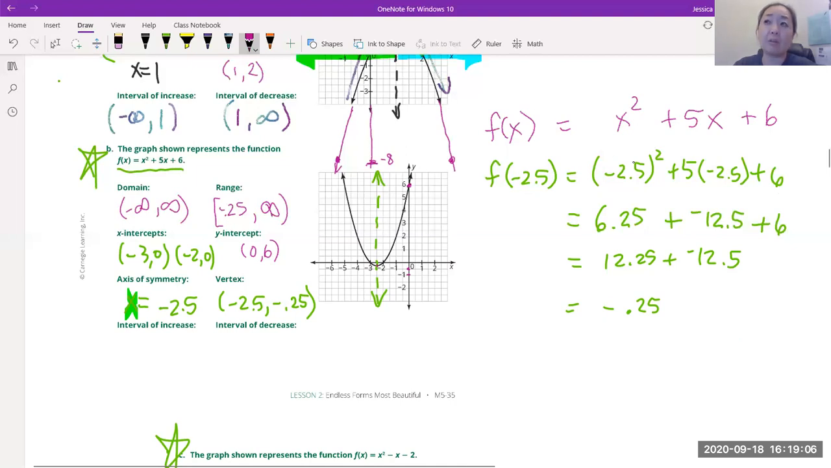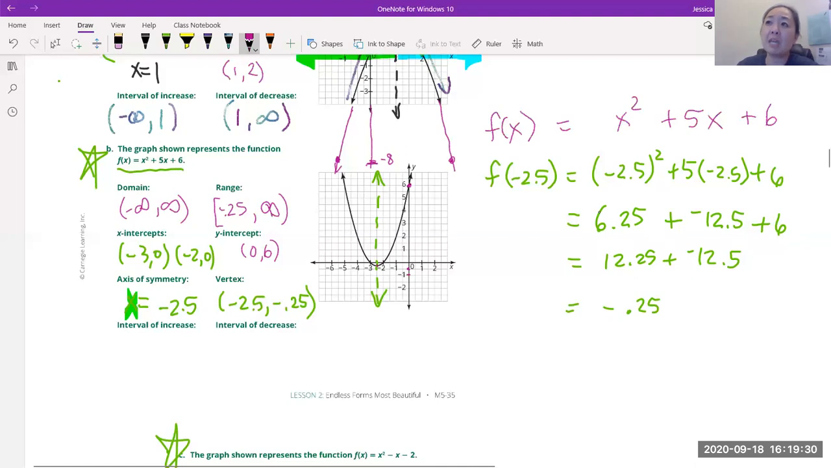Now we're going to square that, remember, because exponents come first. So -2.5 times -2.5. I just think of 25 times 25, which is 625. I know that because I've been doing this for years. And that's going to be 2 decimal places, so 1, 2 decimal places. Or you can use a calculator, I will not judge you. And 5 times -2.5 is -12.5, plus 6.